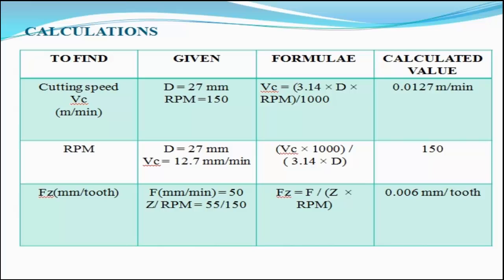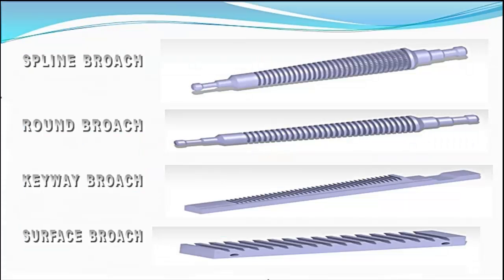This chart shows the different types of broaches which are produced in our company. These have been designed by us and have been made in CATIA software. We can see that the screen consists of four sorts of broaches: the spline, the round, keyway and the surface.